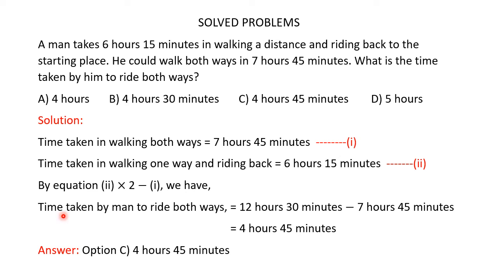So time taken by the man to ride both ways is equal to equation 2 multiplied by 2, which is 12 hours 30 minutes, minus equation 1, which is 7 hours 45 minutes. So time taken by the man to ride both ways is equal to 12 hours 30 minutes minus 7 hours 45 minutes, which is nothing but 4 hours 45 minutes. So the time taken by the man to ride both ways is 4 hours 45 minutes. So the correct answer is option C, 4 hours 45 minutes.